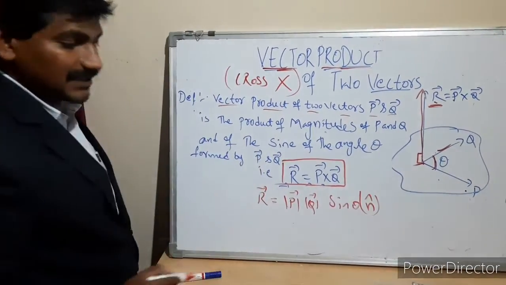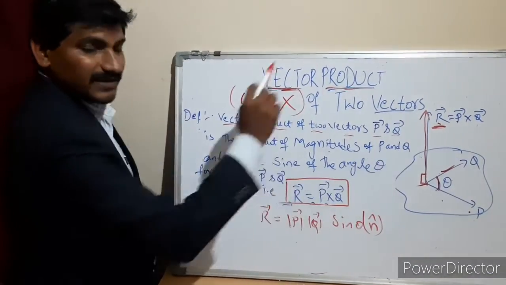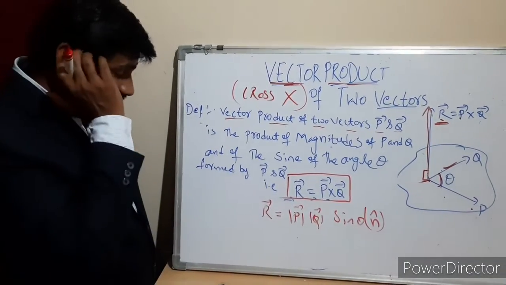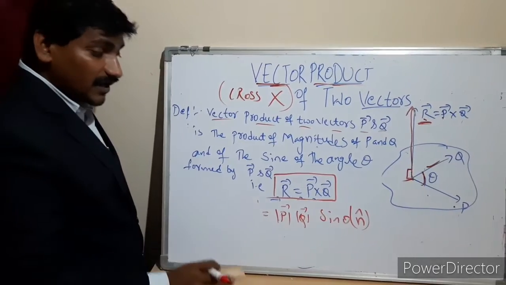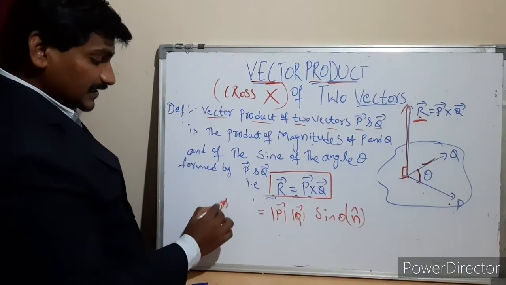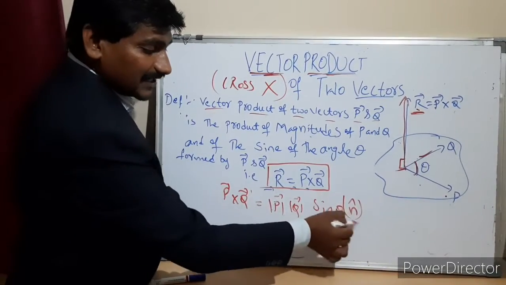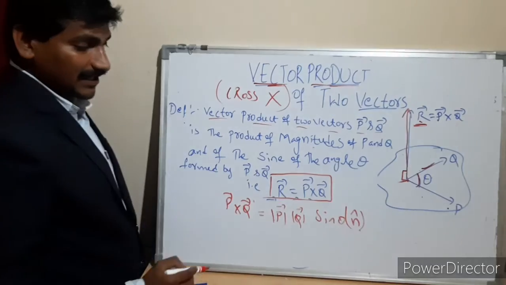This n cap always indicates the direction of the unit vector, in which direction this vector is acting. The cross product of the two vectors, that is P cross Q, acts in a direction that can be denoted with this n cap. N cap is a unit vector here.